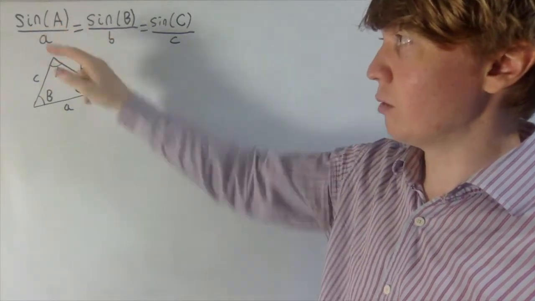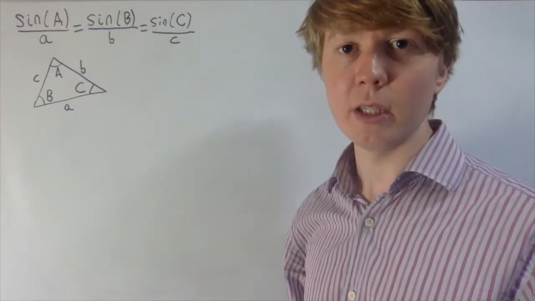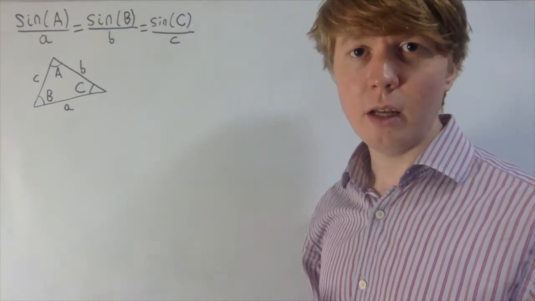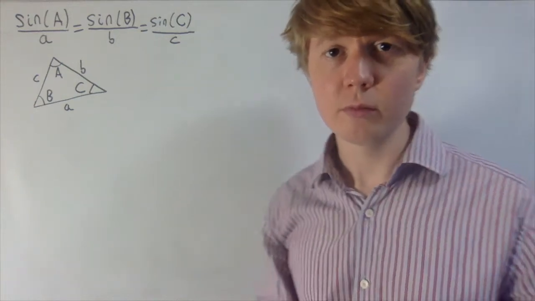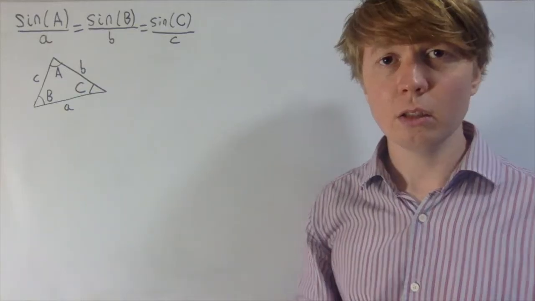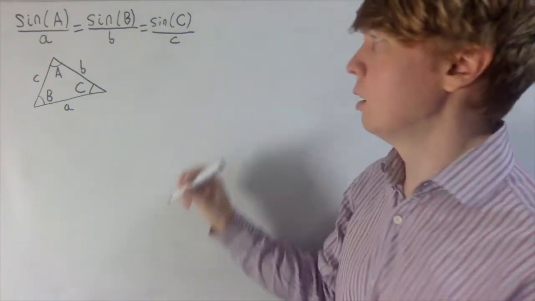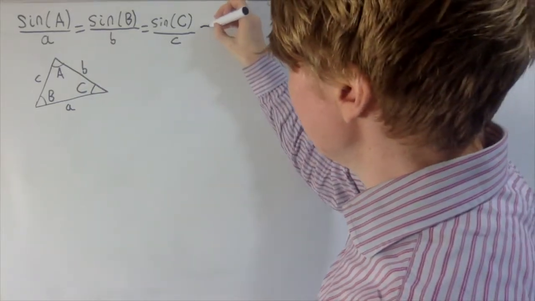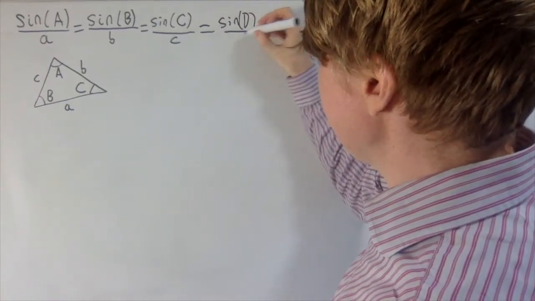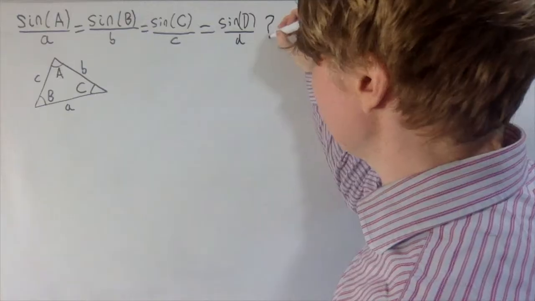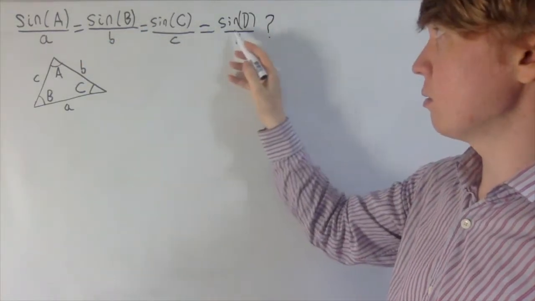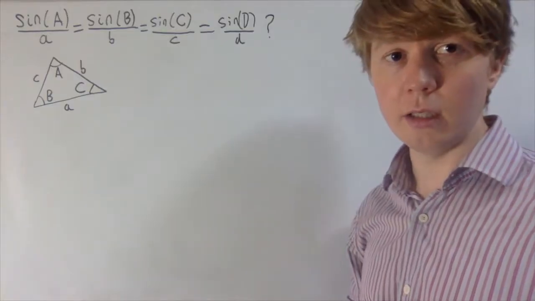So sine A over a is always equal to sine B over b, which is always equal to sine C over c. And I was interested to see if some sort of similar analogous result holds for quadrilaterals. I had a look online and I couldn't find anything. I was thinking, surely there could be some sort of result you can find, perhaps that looks like this: sine A over a equals sine B over b equals sine C over c equals sine D over d.